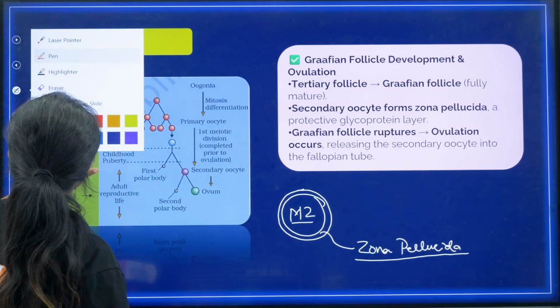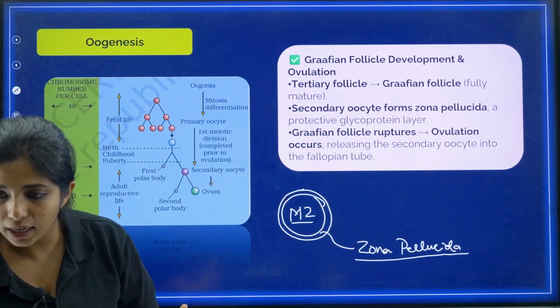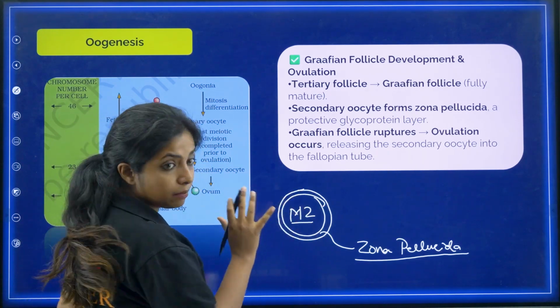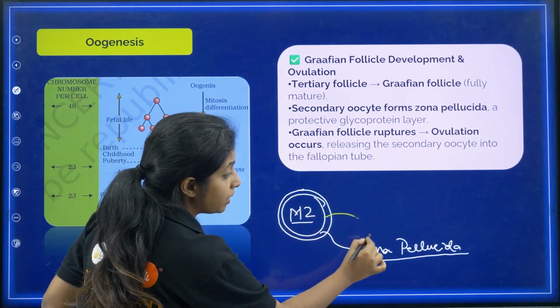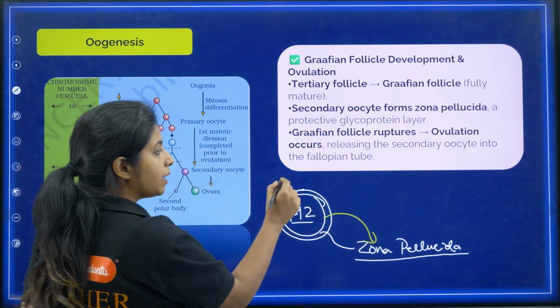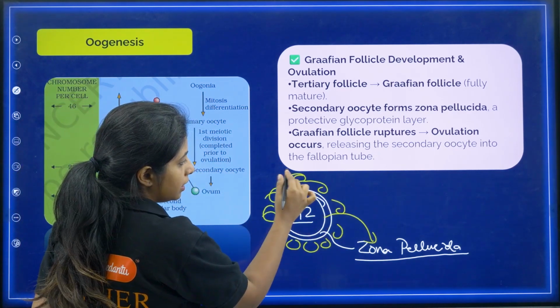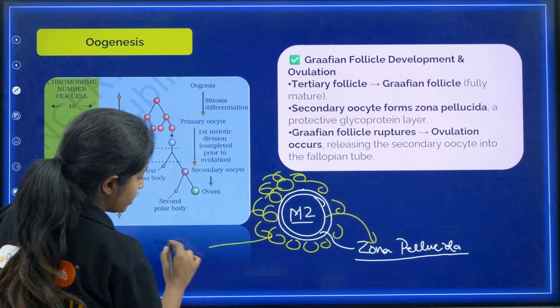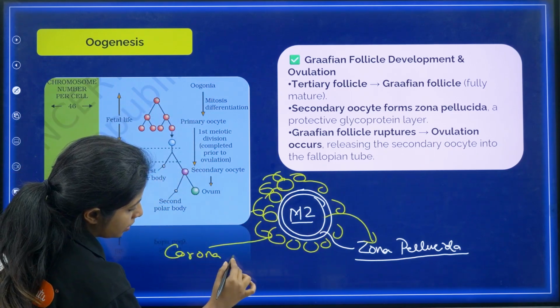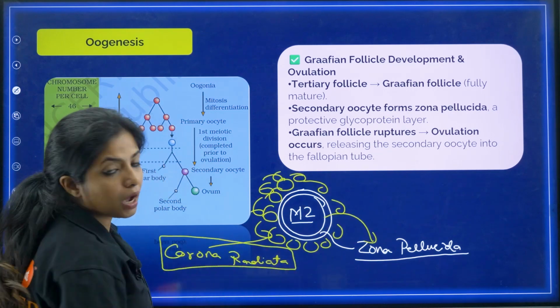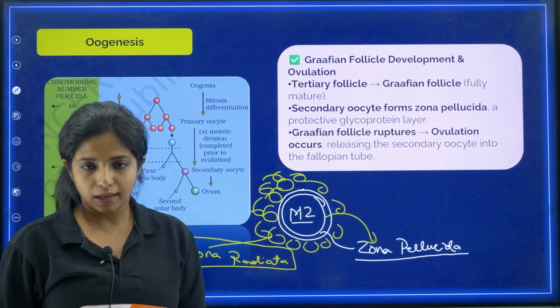Now that's not all. Apart from the zona pellucida, there is one extra layer out there. Okay, it is not made by the secondary oocyte. Remember, the zona pellucida is made by the secondary oocyte. Apart from that, there will be so many other cellular layers, my dear children. These cells together, you call this as corona radiata. Now this is not formed by the secondary oocyte. This is basically going to be a part of the Graafian follicle.